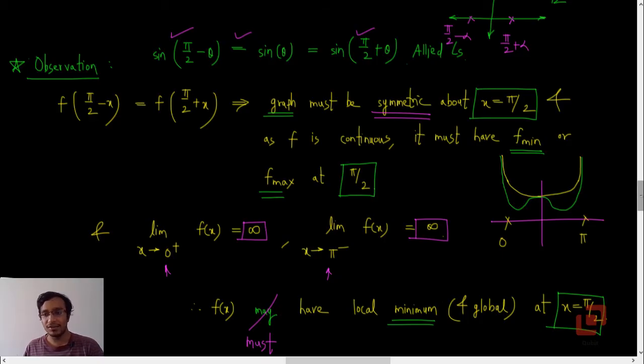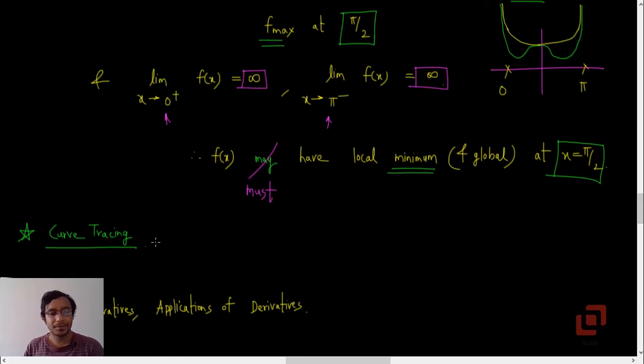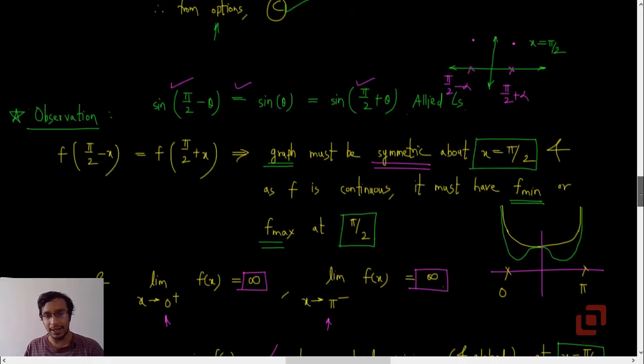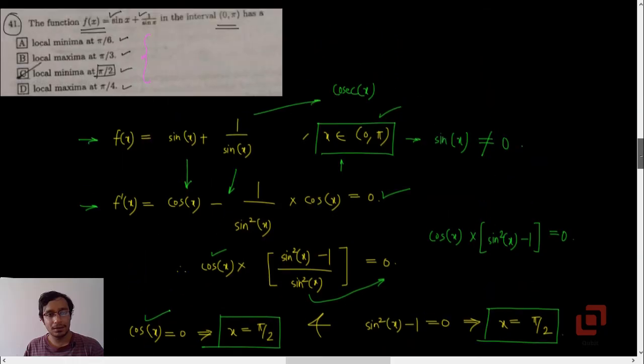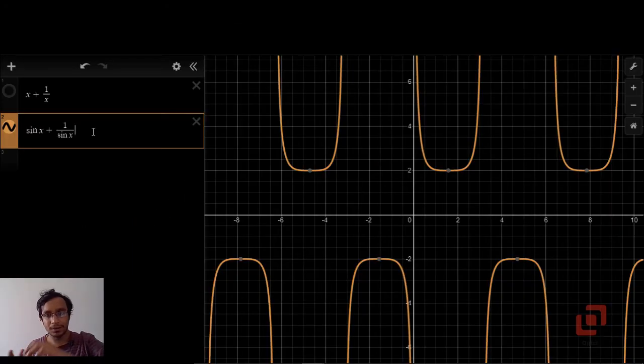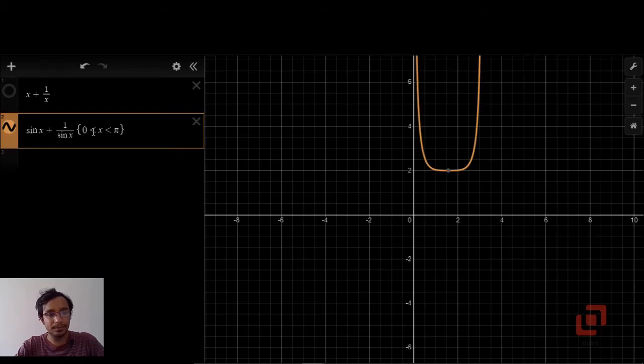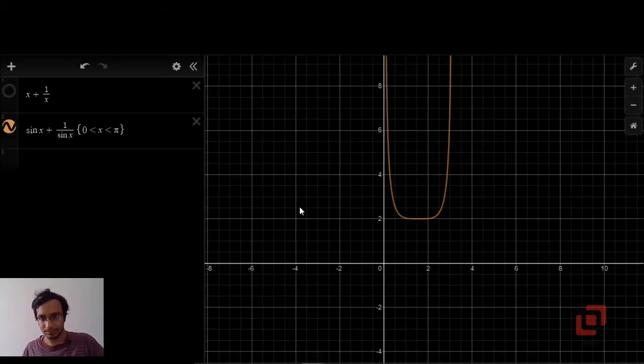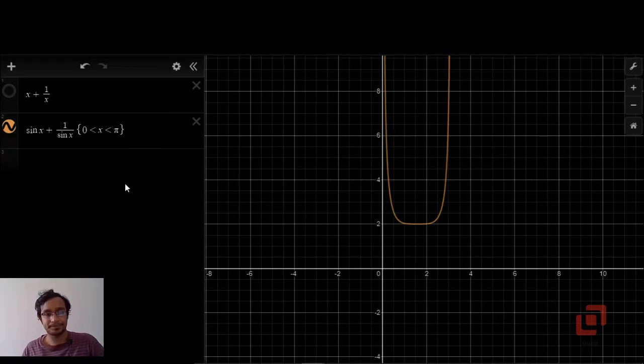So if you know these rules of curve tracing, how to find the symmetry of a curve, if at all there exists any, then you can at least get some important or critical information regarding the problem. Okay, so let's now verify our result graphically. This is the graph of our function sine x plus 1 upon sine x. Let's restrict its domain to 0 and pi. And as I was telling you, this is the graph of sine x plus cosec x.